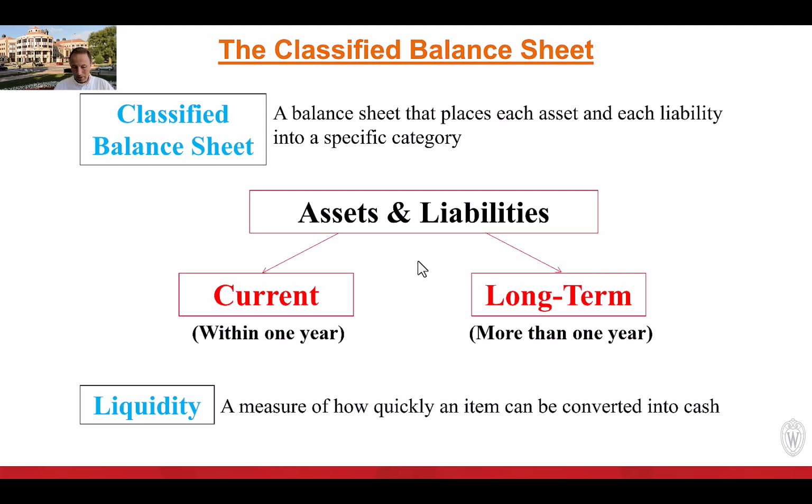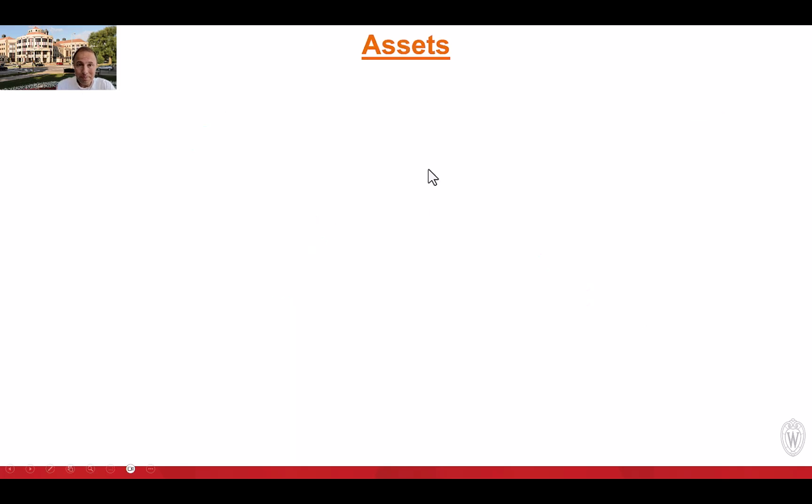Now, in my wallet right here, I have a $20 bill. That is a liquid asset because it's already cash. However, the building that I'm in, Granger Hall right now, is an illiquid asset because it would probably take UW-Madison several months, if not longer, to sell a building. So liquidity is a measure of how fast you can turn an asset into cash. And you'll see coming up why that's important on the balance sheet.